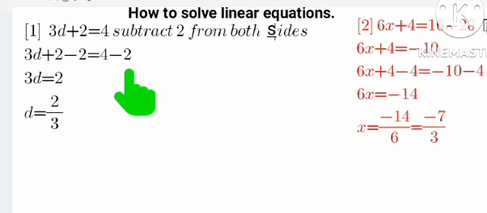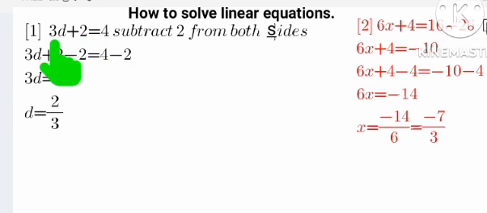The first thing you want to do is arrange the equation in such a way that the dependent variable is on the left side of the equation while any other number is on the right side. Here we have 3d plus 2 equals 4. So we want to remove this 2 from this place so that we are left with only what? 3d. So how do we do that?